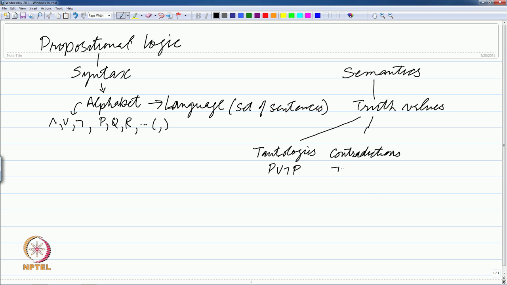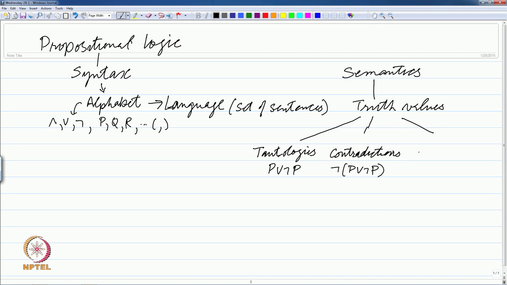An example of a contradiction is this sentence, which is a negation of the tautology that we have seen. I have particularly chosen this example because there is this relation between contradictions and tautologies: if you have a tautology and you put a negation sign before that, it will become a contradiction and vice versa. In this case we have taken a tautology p or not p, put a negation sign in front of that, and it has become a contradiction.